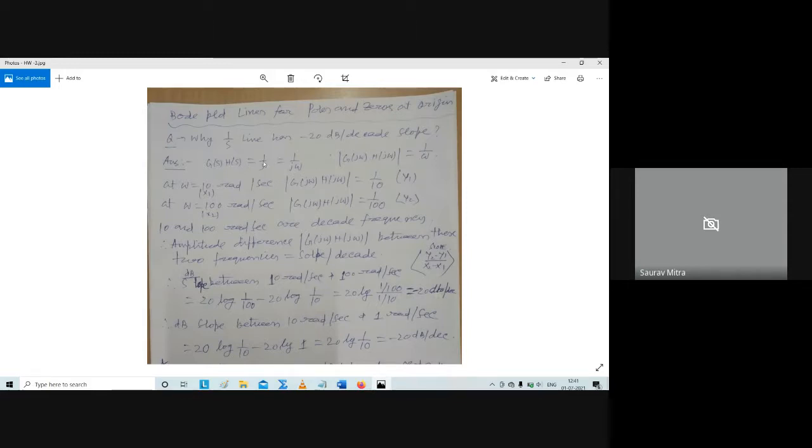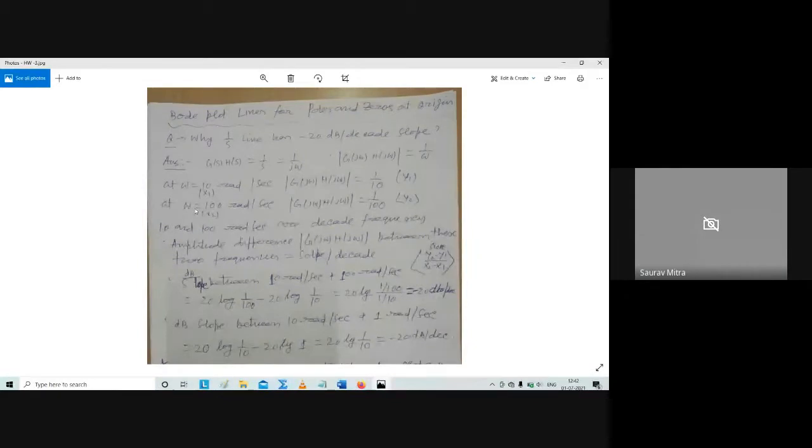So G(s)H(s) is 1 by s, 1 by j omega, or G(j omega)H(j omega). Remove that j, because it is root under of 1 by omega square, that means 1 by omega. I think you understand this line, how to find s is equal to j omega, and after that how to find the amplitude. Now substitute both these values. So omega is equal to 10 and omega is equal to 100. For omega is equal to 10, the gain will be 1 by 10. For omega is equal to 100, the gain will be 1 by 100.